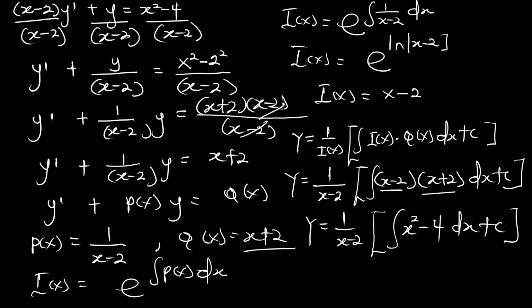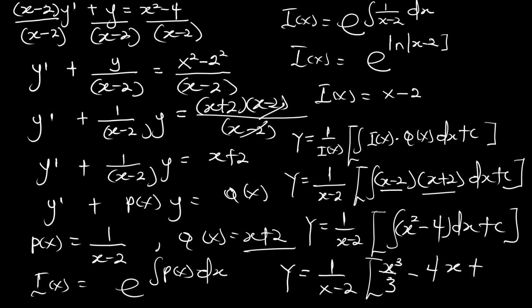Alright, so if I have x squared minus 4 dx, I'm simply going to integrate that, and I'm good to go. So y is going to be 1 over x minus 2 multiplying, when I integrate x squared, I'm going to have x cubed over 3 minus, when I integrate 4 with respect to x, I'm going to have 4x plus c.